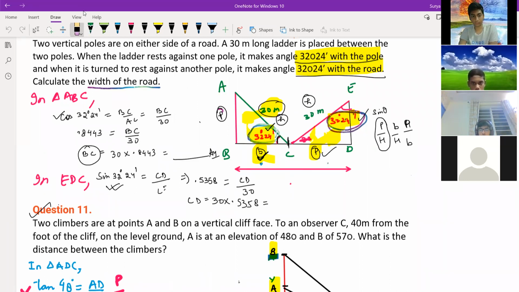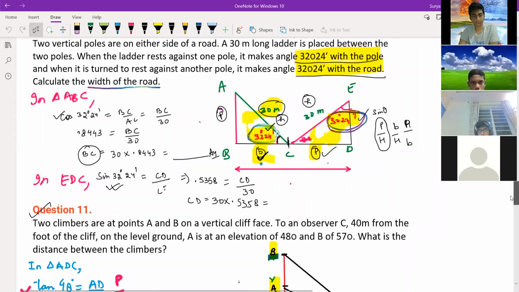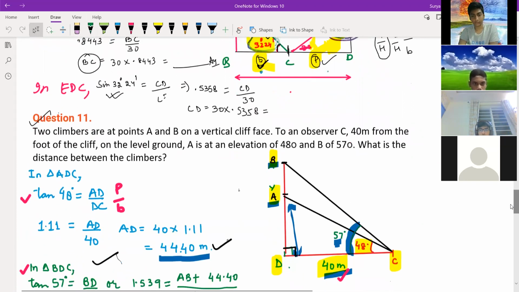Two climbers are at the points A and B. First, you just draw the image like this. Just see the image. Can you see this? This type will come. Two climbers are there, A and B. The observer sees from the foot of the cliff. Where is the foot of the cliff? The foot of the cliff is D. From D, how far is the observer at point C? It is 40 meters away from the vertical cliff.